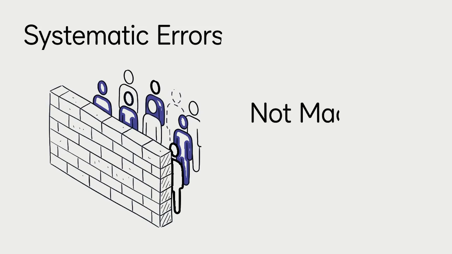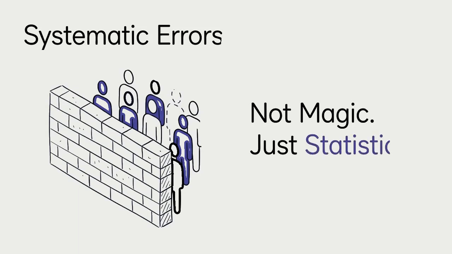So polling is not magic. It is sampling, weighting, and modeling, used to estimate what a larger group will do, with uncertainty that can be partly measured and partly not.